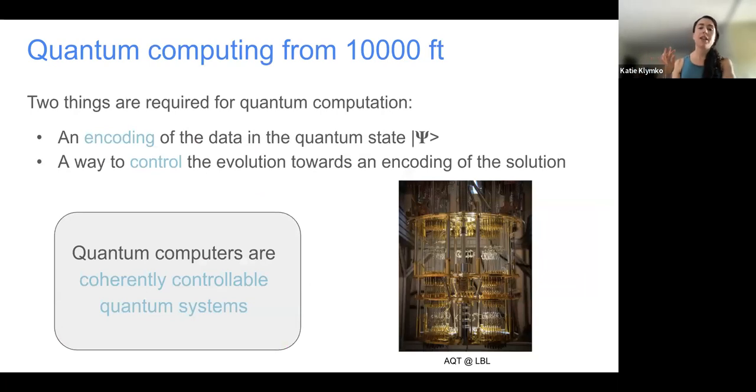At a very high level, there are two things that we want to be able to do with quantum computing. We want to be able to encode our data of interest in this high-dimensional quantum state, and then have a way of controlling the evolution of this quantum state towards some solution of a problem of interest. So quantum computing is just a way to encode and control a quantum state to get out some solution of interest. And this is a snapshot of one of our quantum computers at the Advanced Quantum Testbed at LBL, which is a little bit smaller than what someone like Google has, but is something we currently have access to play with right now.